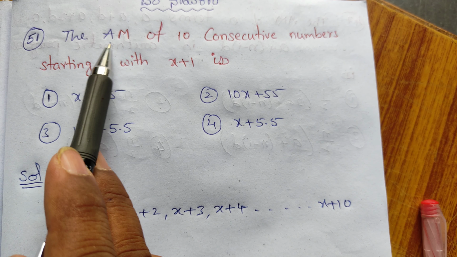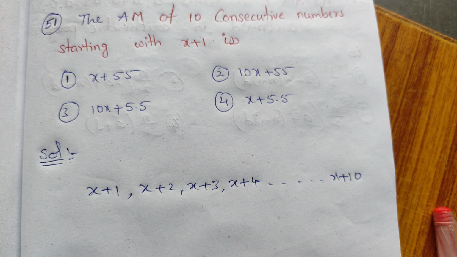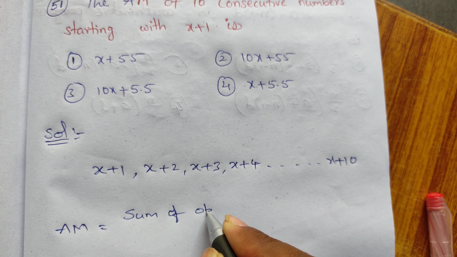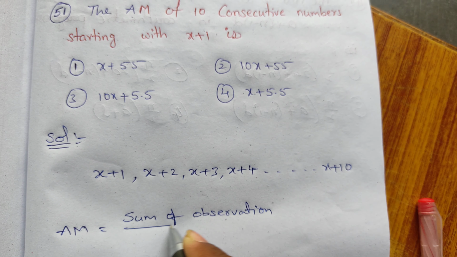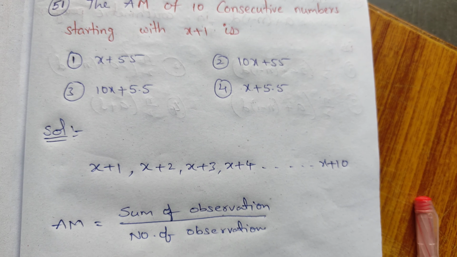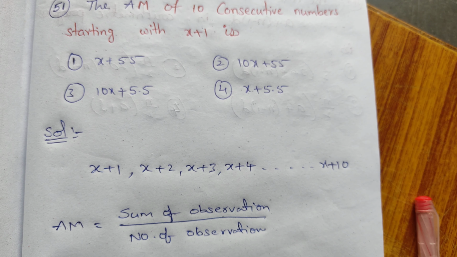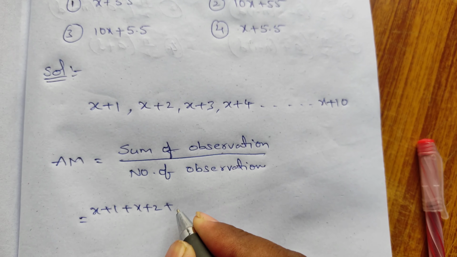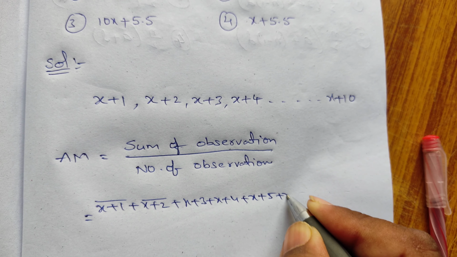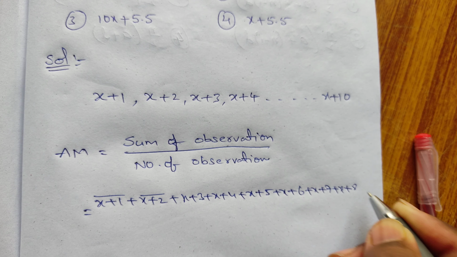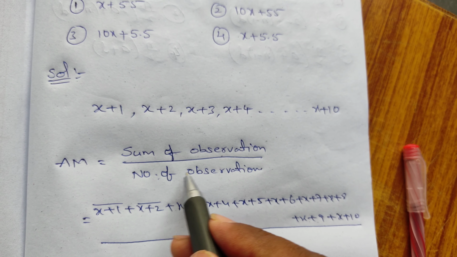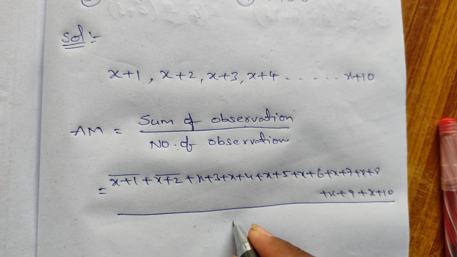Now they said arithmetic mean. The mean formula is the general formula, already we know. Arithmetic mean is the sum of observations divided by the number of observations. For the sum of observations, we have to add all of these: x+1, x+2, x+3, x+4, x+5, x+6, x+7, x+8, x+9, x+10, divided by the total number of observations. The question only said 10 consecutive numbers, that's why it is divided by 10.